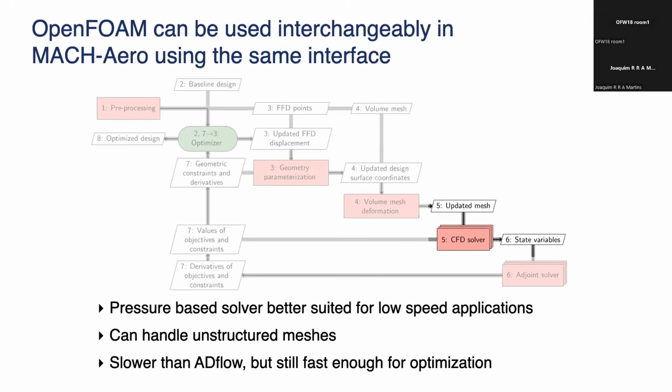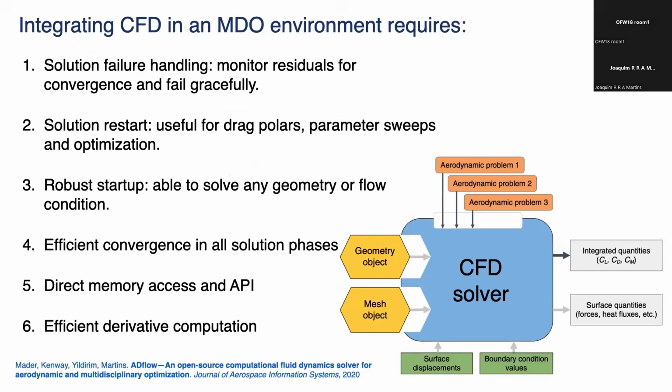Now, ADflow is faster in general, but with OpenFOAM, we can still do optimization. So what are the characteristics of a CFD solver that you want to integrate in a multidisciplinary design environment? First is solution failure handling. If the solution fails, you cannot stop the optimization. For that, you need an optimizer that gives you the option for a fail flag. What the optimizer will do is, okay, you cannot do that point, let me backtrack, try this one, and so on. And usually this works, although it's very intensive.